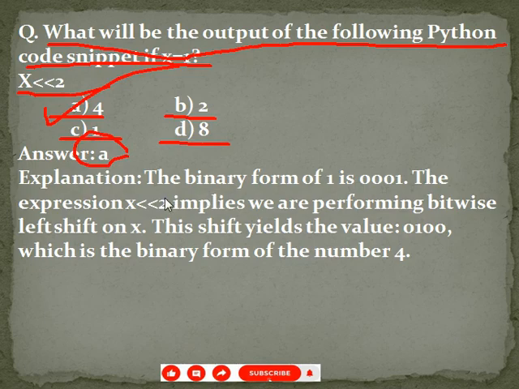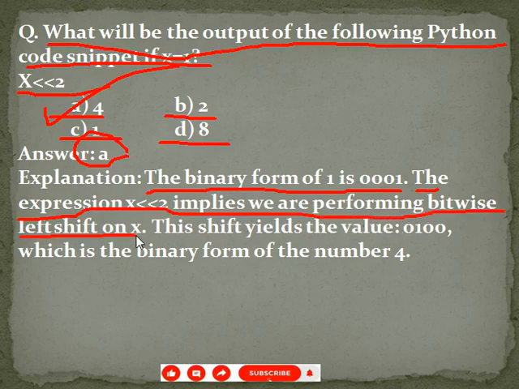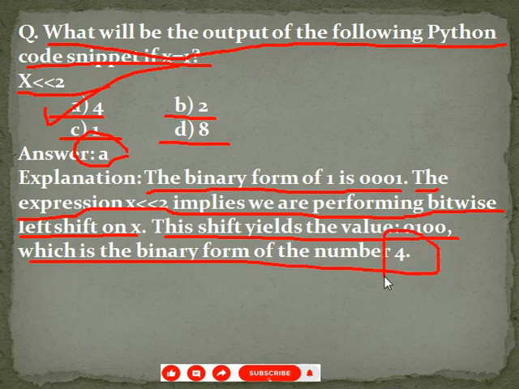How? See the explanation. The binary form of 1 is 0001. The expression x << 2 implies we are performing bitwise left shift on x. This shift yields the value 0100, which is the binary form of the number 4.